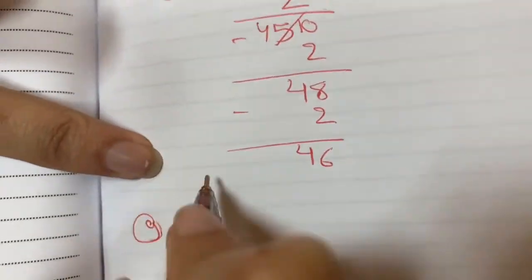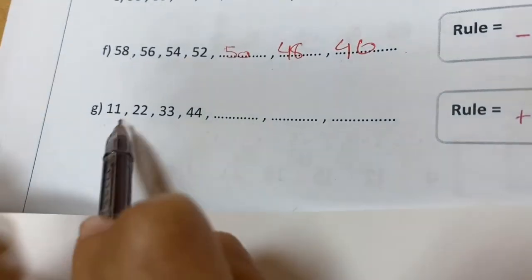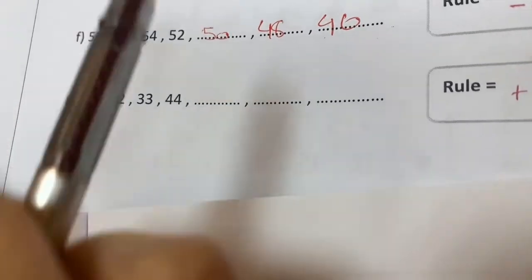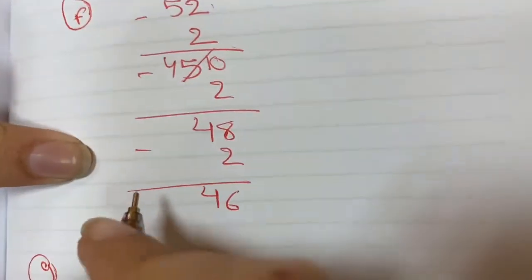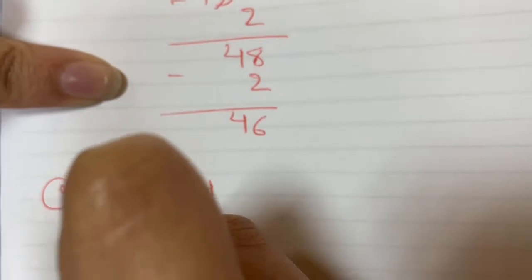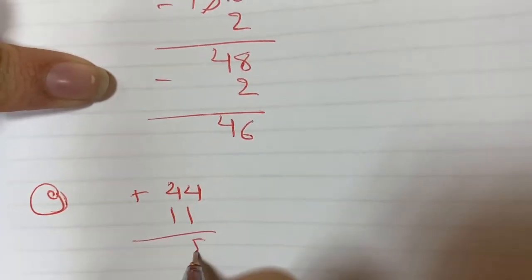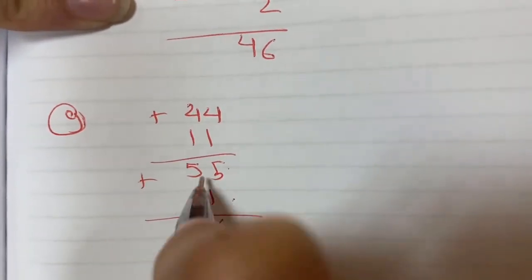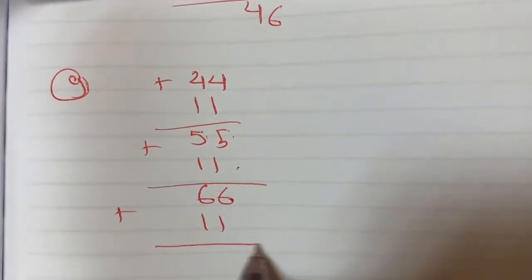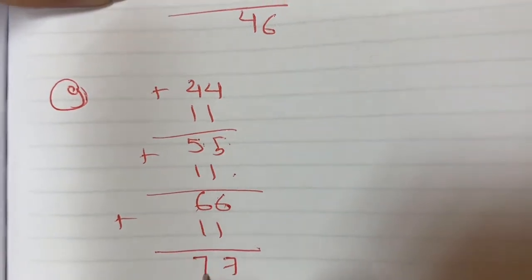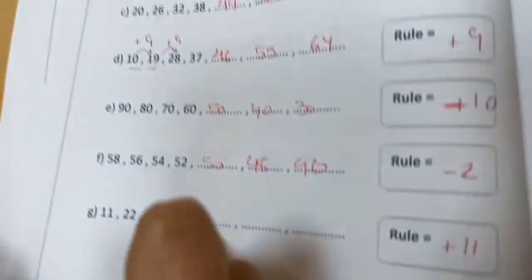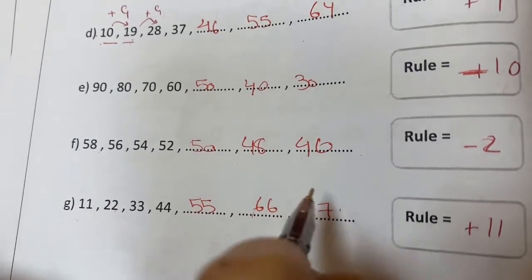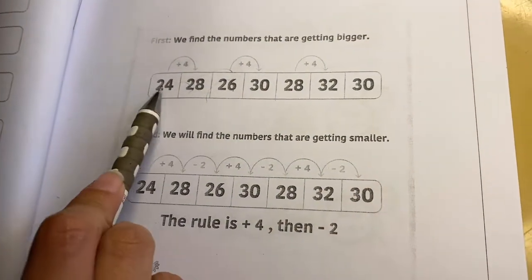And letter G, is the number getting smaller or bigger? The number is getting bigger, so we are going to make addition. 22 minus 11 equals 11, so we're going to add 11 each time. After 44, 44 plus 11: 4 plus 1 is 5, and 4 plus 1 is 5. Plus 11, 5 plus 1 is 6, and 5 plus 1 is 6. Plus 11, 6 plus 1 is 7, and 6 plus 1 is 7. So here it's going to be 55, and 66, and 77. What we did was pattern with one rule, only one rule.